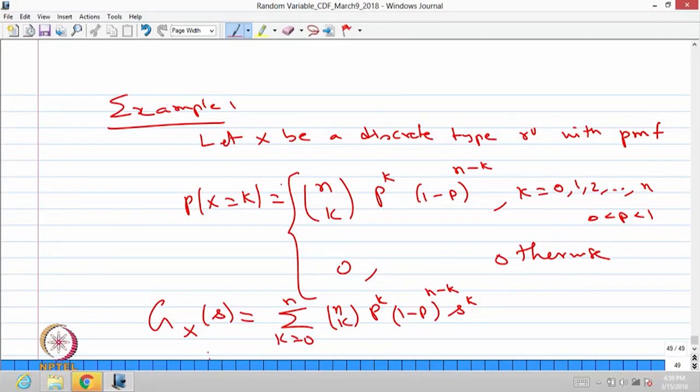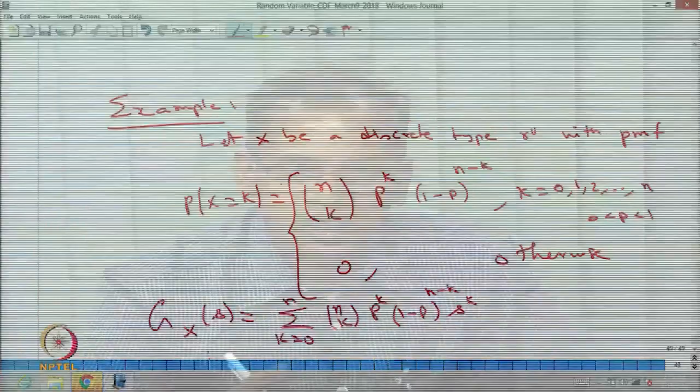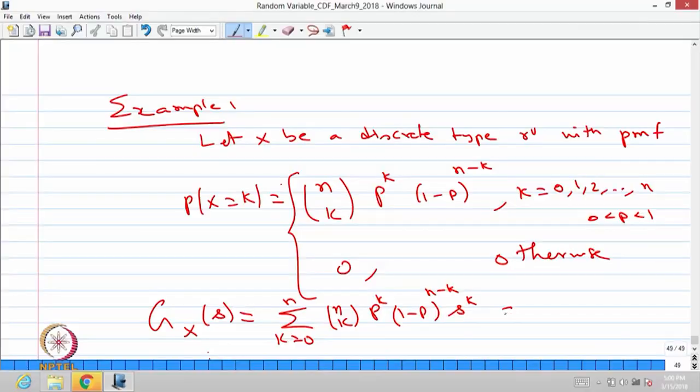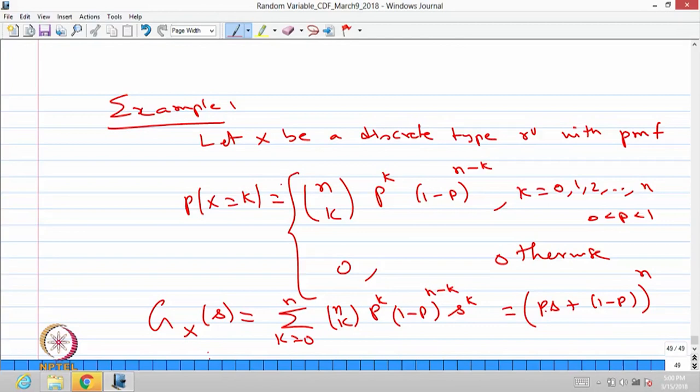So, you do not need to expand and then do the simplification. P power k and s power k, you can keep together. Then it becomes (p s) power k (1 minus p) power n minus k, and this is nothing but the binomial summation. Therefore, one can easily write (p s plus 1 minus p) the whole power n. By combining p power k and s power k, you get the result (p s plus 1 minus p) the whole power n. That is going to be the probability generating function for this random variable.